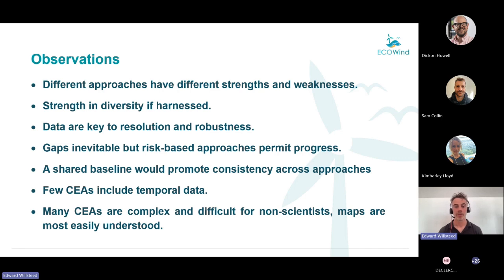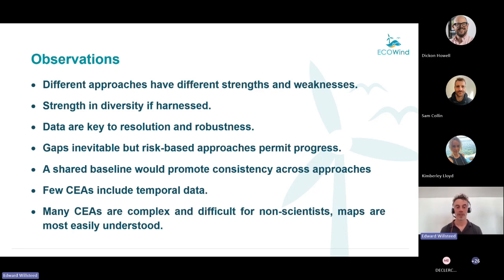So turning to some of the observations that we found from this review of the approaches which are out there, different approaches have different strengths and weaknesses, and that diversity is really important because the range of things that we need to understand in terms of how cumulative effects act on species or habitats or ecosystems, it's unlikely that we're ever going to find one approach which would answer those questions. And there's strength in that diversity if we can harness it.